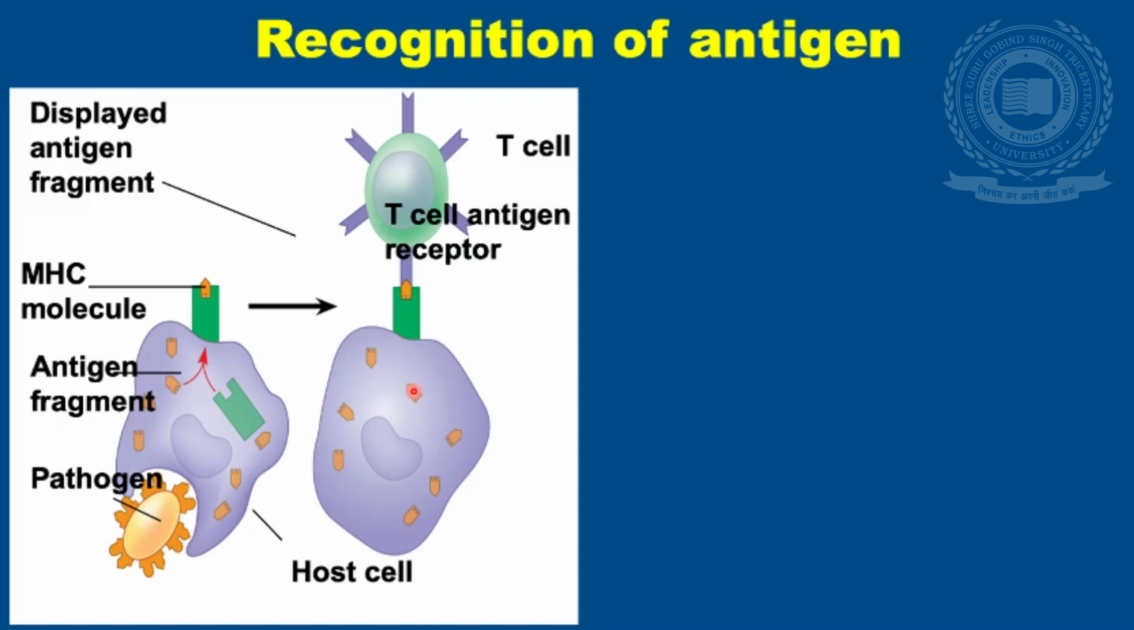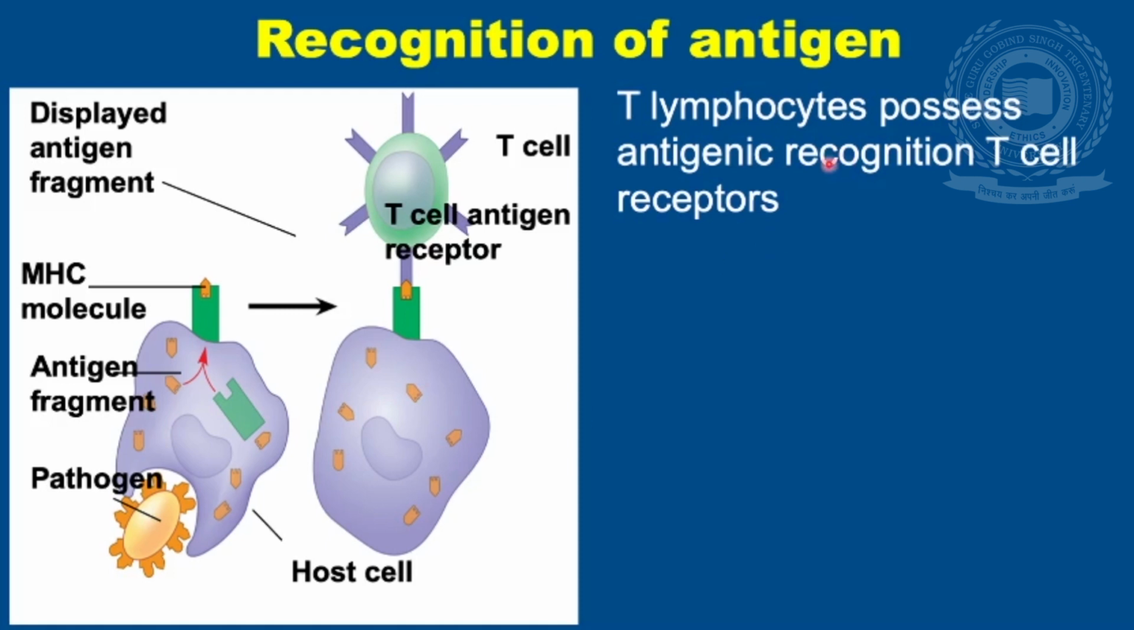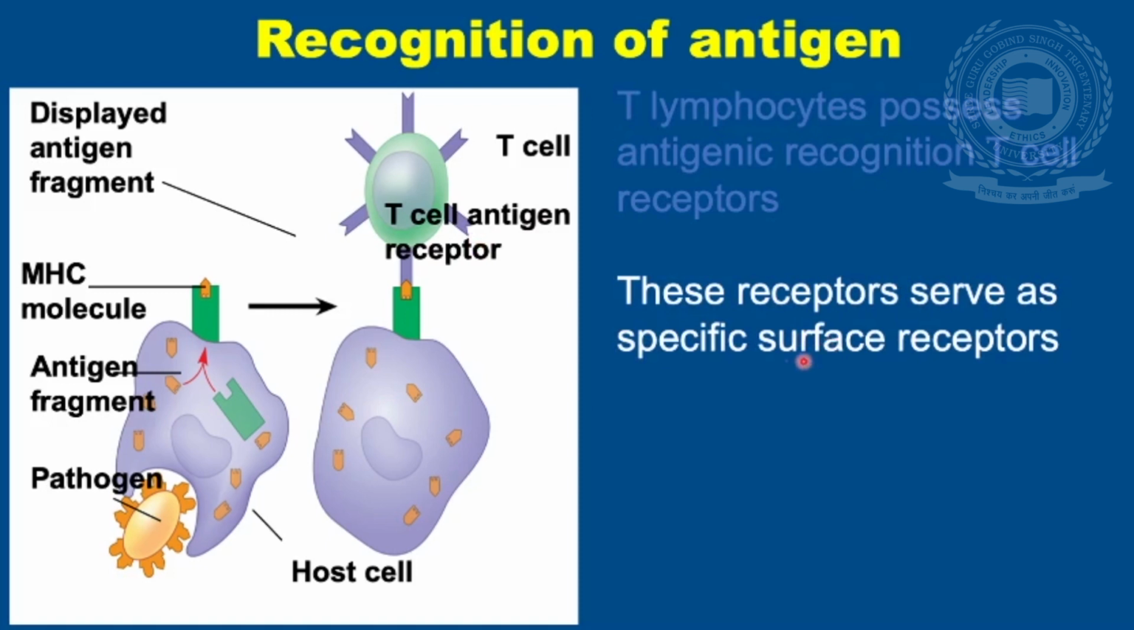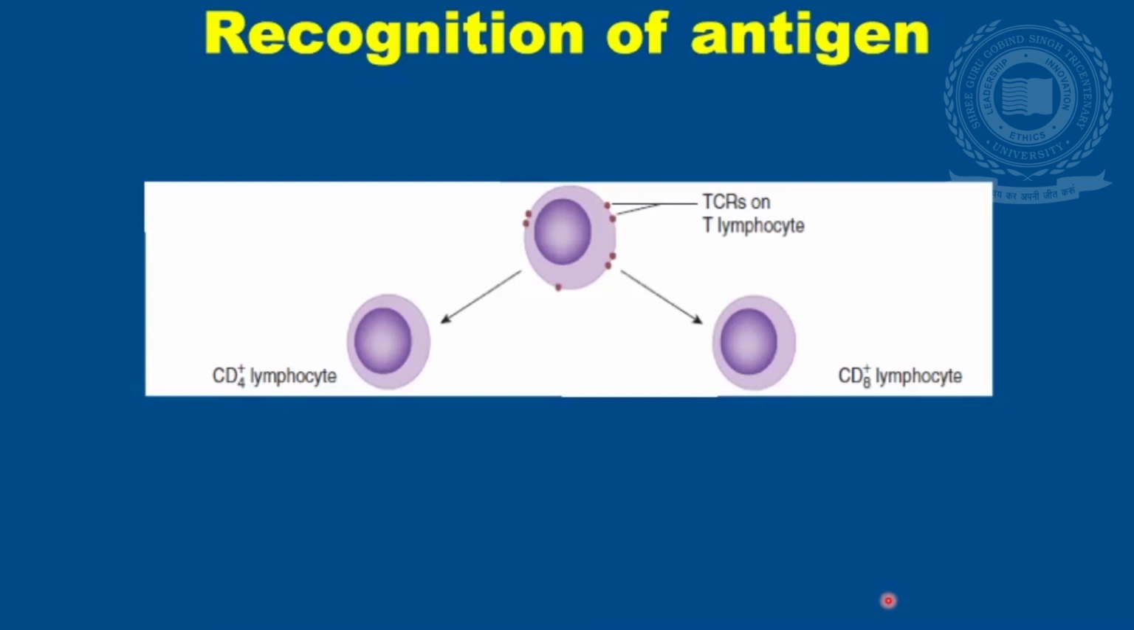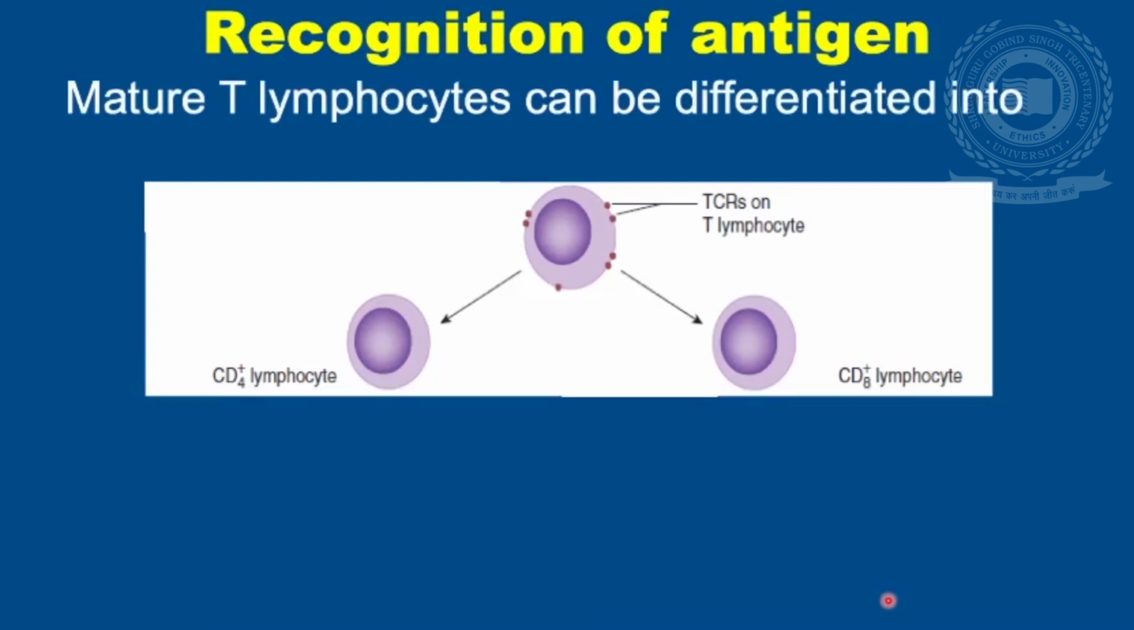Second stage is recognition of the antigen by T-lymphocytes. They possess the antigen recognition T cell receptors known as the TCR receptors. These receptors serve as specific surface receptors, recognizing only one single antigenic determinant on the antigen being presented to the lymphocytes.